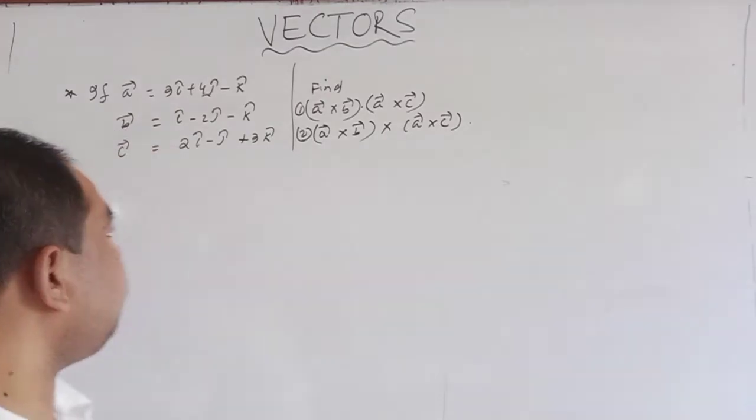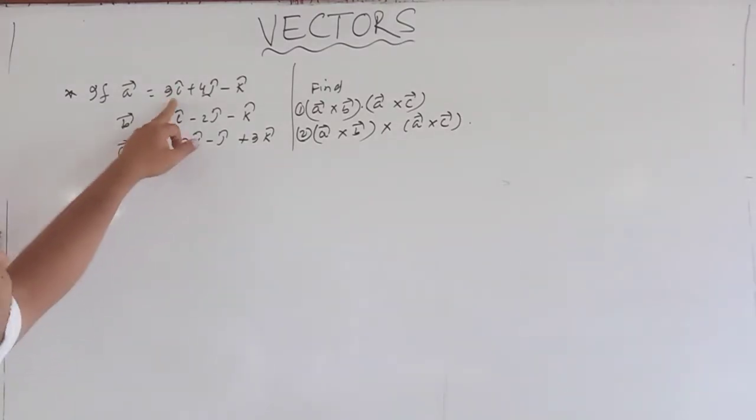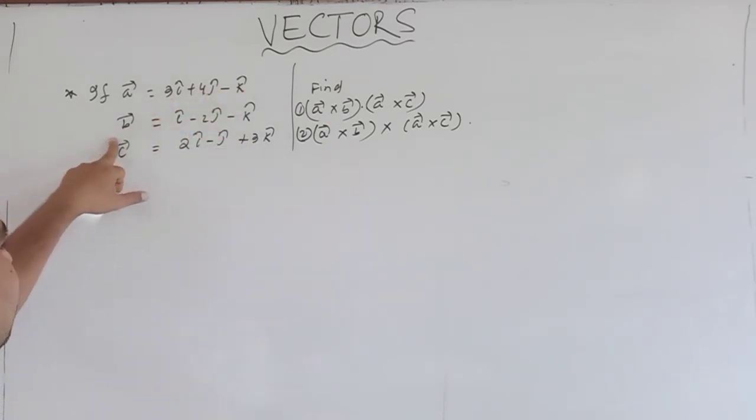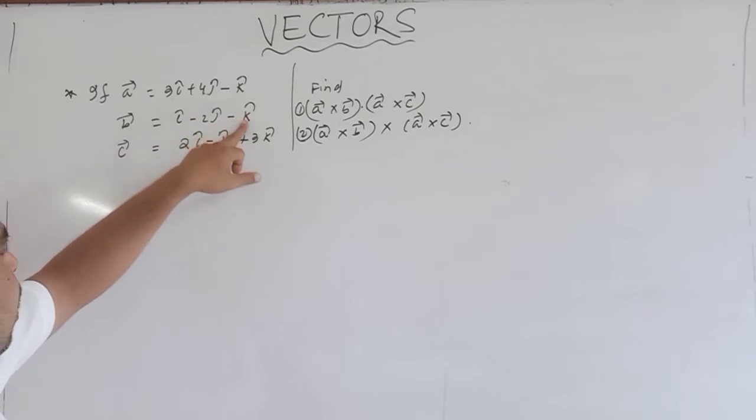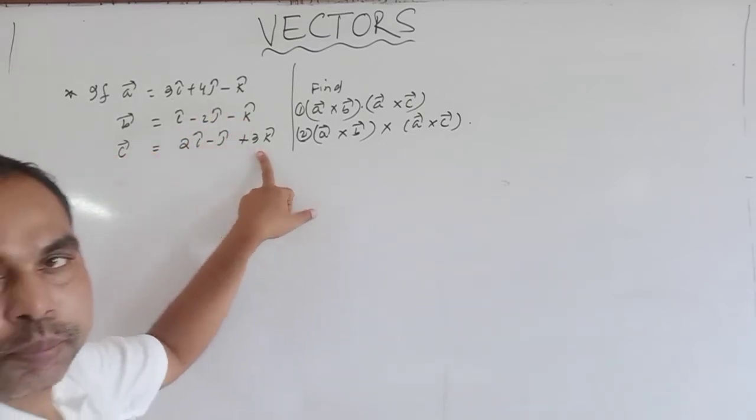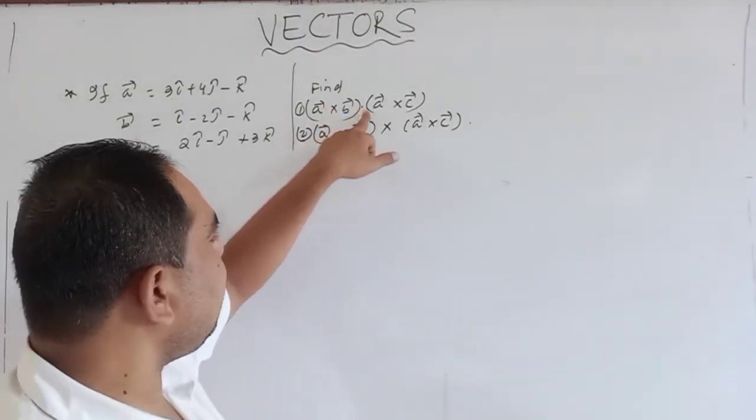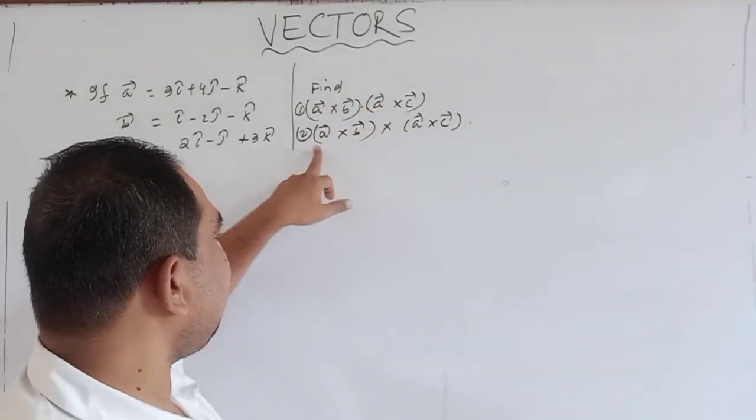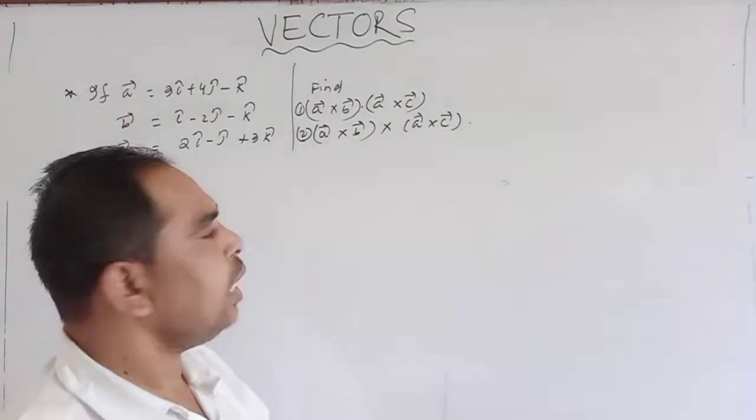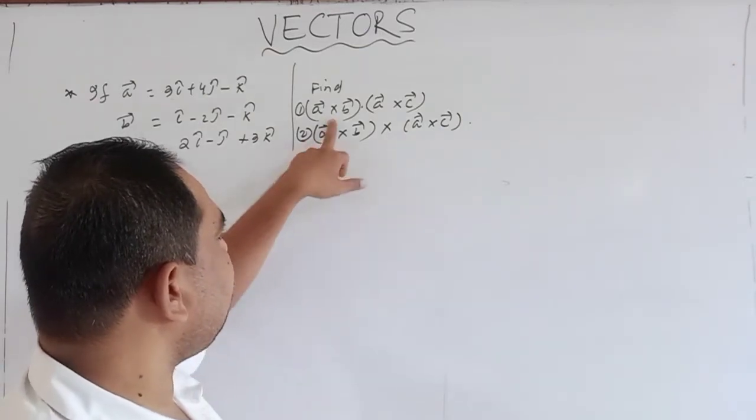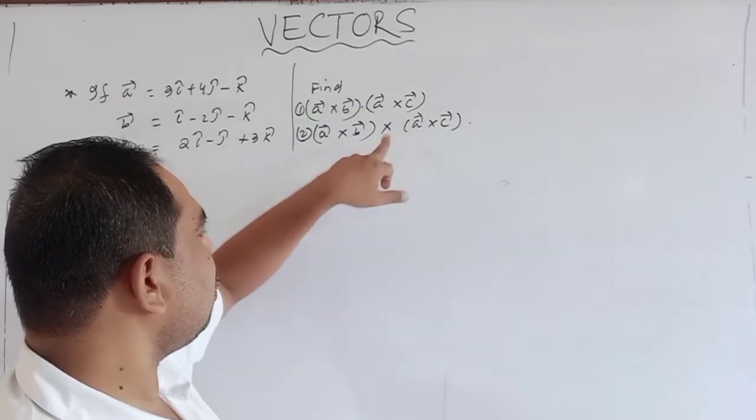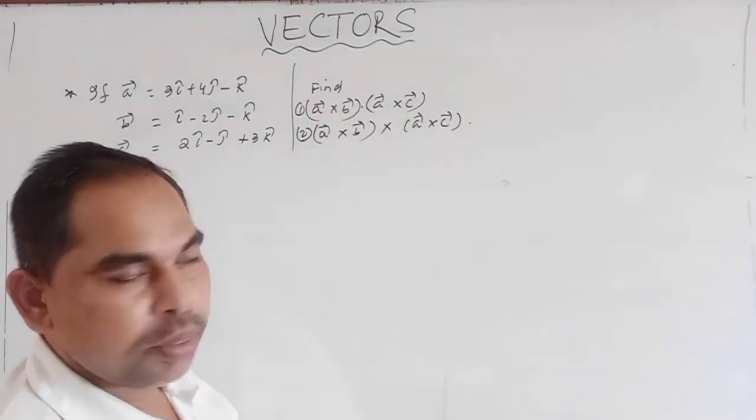Next question: if a vector is equal to 3i cap plus 4j cap minus k cap, b vector is equal to i cap minus 2j cap minus k cap, c vector is equal to 2i cap minus j cap plus 3k cap, find a cross b dot a cross c, and the second one, find a cross b cross a cross c. So first we find a cross b, then a cross c. In question number 1 both are dot, in question number 2 both are cross. Okay.